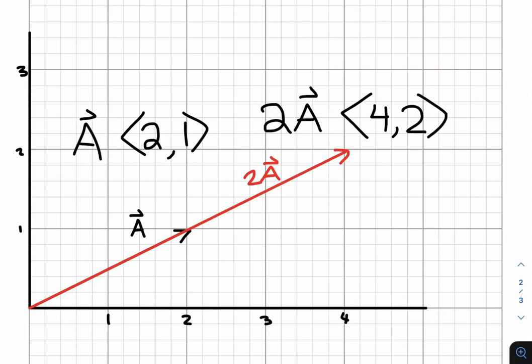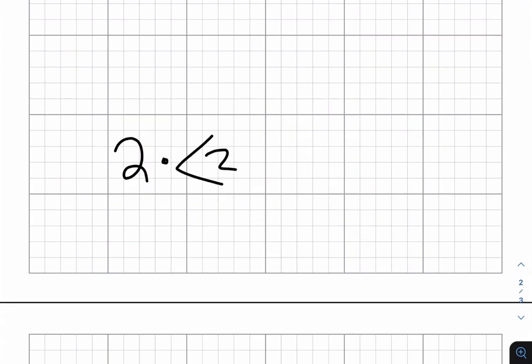For those of you that are paying close attention, you can see that the values of 2a are directly double the values of a. To show this more clearly, here is vector a written out as 2, 1. If we multiply each component by 2, you get 4, 2. Now we have two ways of showing and finding 2a. We can do it via the components of the vector itself, or we can show it graphically, making the x and y components 2 times larger than it was originally.